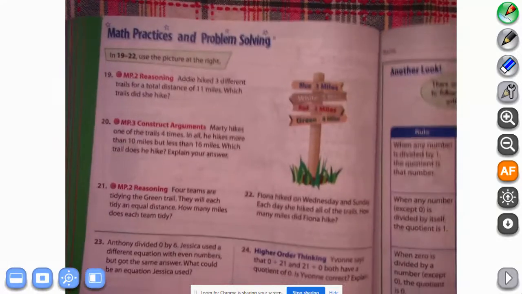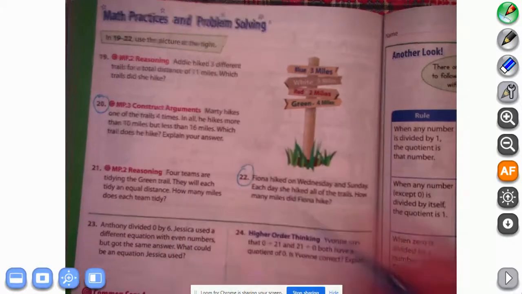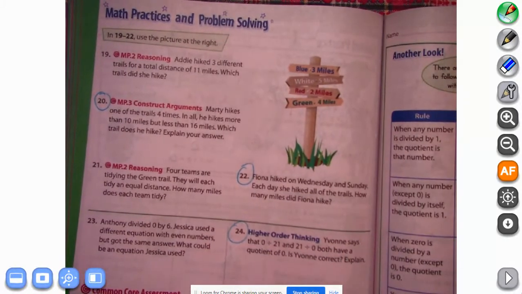On the back side. All right. We're going to do problem 20, 22, 24, and 26. Just those 4. All the evens.